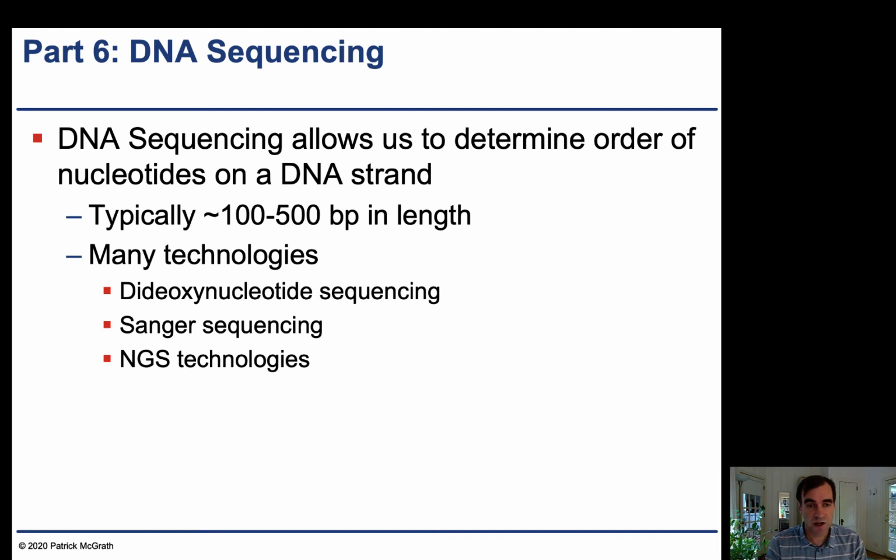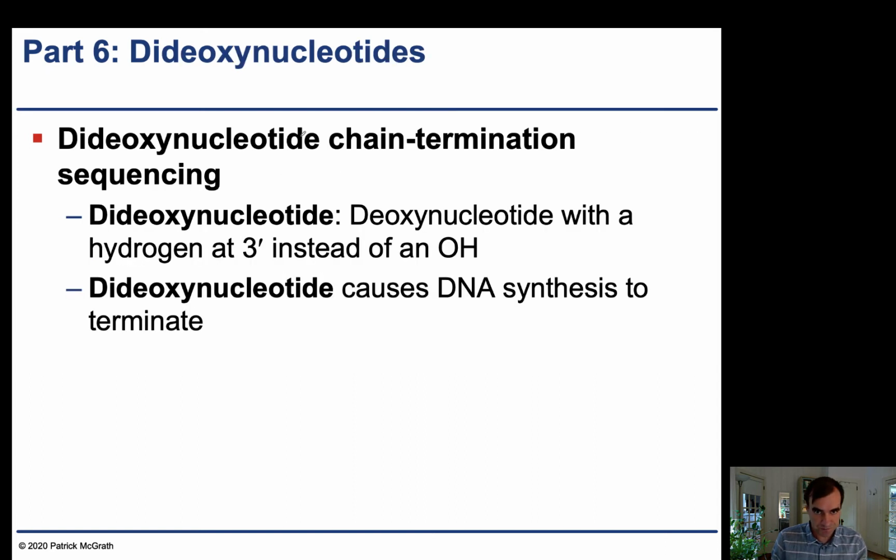There are many different technologies. There's dideoxynucleotide sequencing, there's Sanger sequencing, and then there are new next generation sequencing technologies. Next generation sequencing technologies are what make current sequencing so cheap, and new approaches continue to be developed. We are not going to cover any next generation sequencing technologies today, and we're mainly going to focus on dideoxynucleotide sequencing and then a little bit on Sanger sequencing.